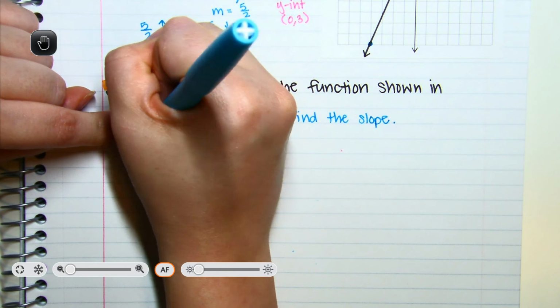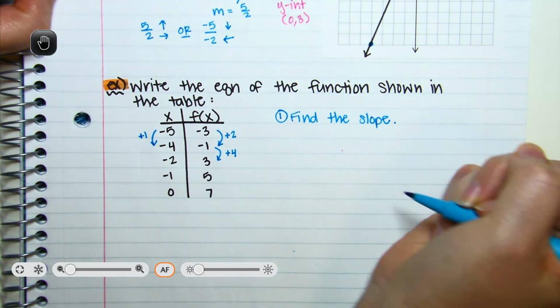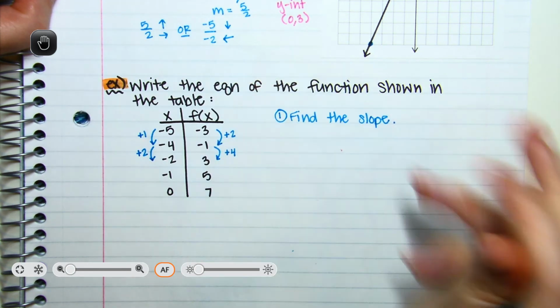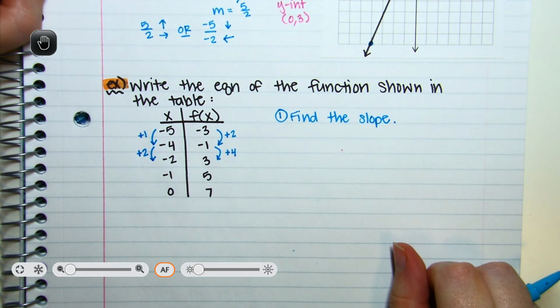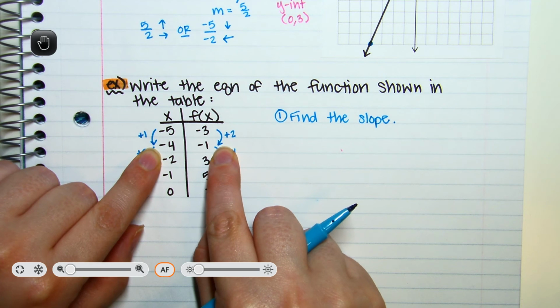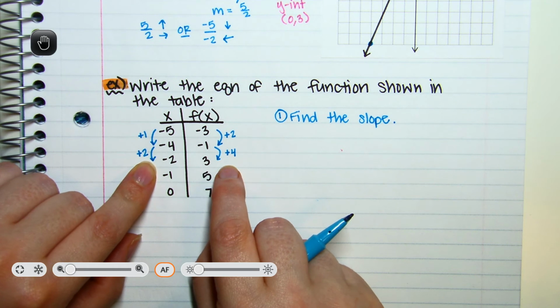From negative 5 to negative 4, we add 1. And then from negative 4 to negative 2, we add 2. So they both change. So if we look at the change in y divided by the change in x, it is 2 divided by 1, which is 2, or 4 divided by 2, which is 2. My slope should be 2.